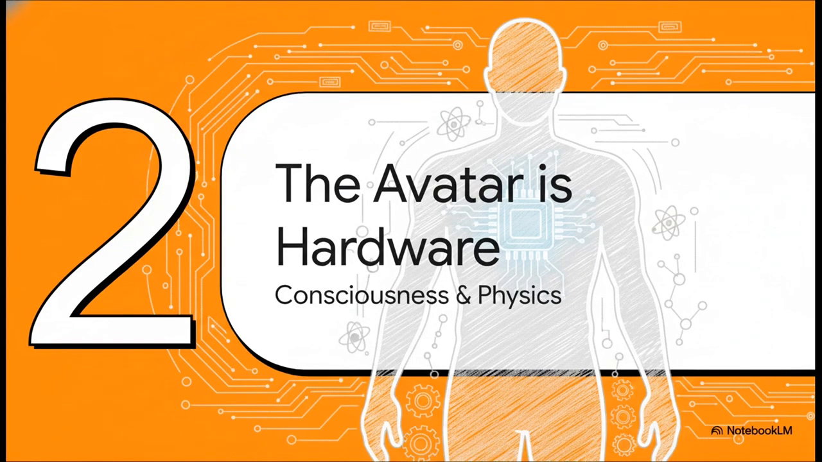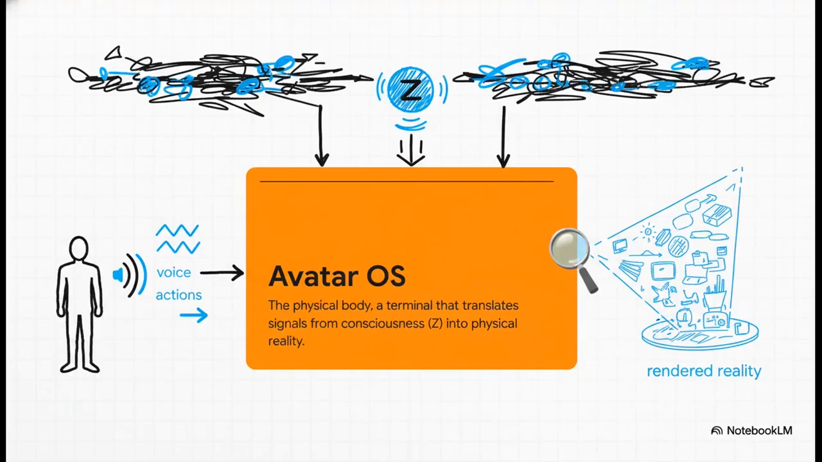Okay, next section: the avatar is hardware. This is all about how consciousness actually interacts with the physical world. So if our consciousness is the software, then what's the hardware? Well, it's your body, but probably not in the way you're thinking. This is a big one. Your body isn't you. Think of it as the avatar OS. It's this incredibly sophisticated terminal or device that takes the signals from the main OS, from Z, and translates them into physical reality. We're talking about your posture, the tone of your voice, every action you take. It's the physical bridge between the source field and the world you see around you.